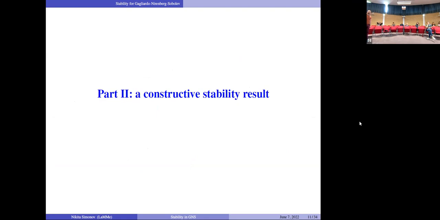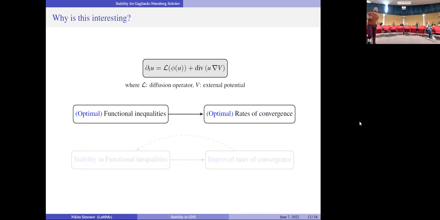So why are we interested in this, basically? From my point of view, I'm doing basically PDEs, and let's say diffusion PDEs, so say the heat equation or nonlinear versions of the heat equation. Generally, an equation like this: you have a derivative in time, and a diffusion operator acting on a nonlinearity, and eventually an external drift. Now, for this kind of equation, what we know is that generally, using, for instance, entropy methods, optimal functional inequalities give you rates of convergence towards the equilibrium. And if you have an optimal functional inequality, so basically when you know the optimal constant, you can get an optimal rate of convergence.